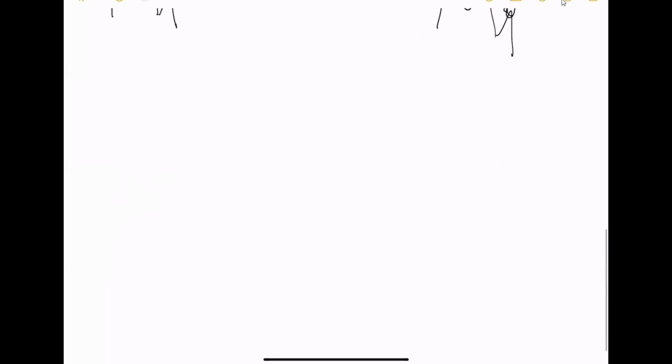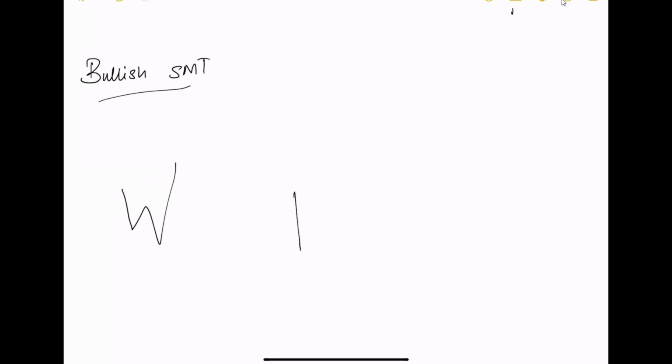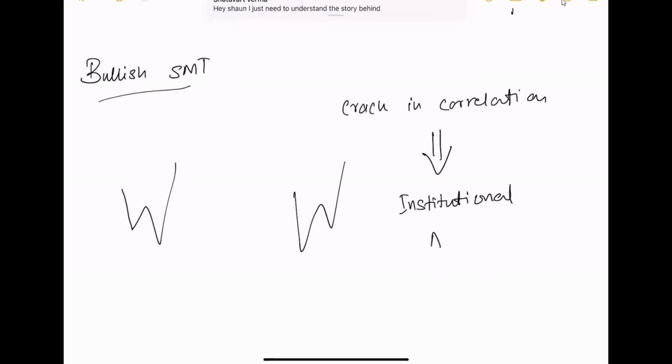So this is what we want to see. If you look at a bullish SMT, let's not make any mistake: we have gold doing a lower low and AUD USD doing a higher low. That's your SMT, that's the crack in correlation. You want to have a crack in correlation to understand that the market has been accumulating institutionally. A cracking correlation is equivalent to institutional accumulation.